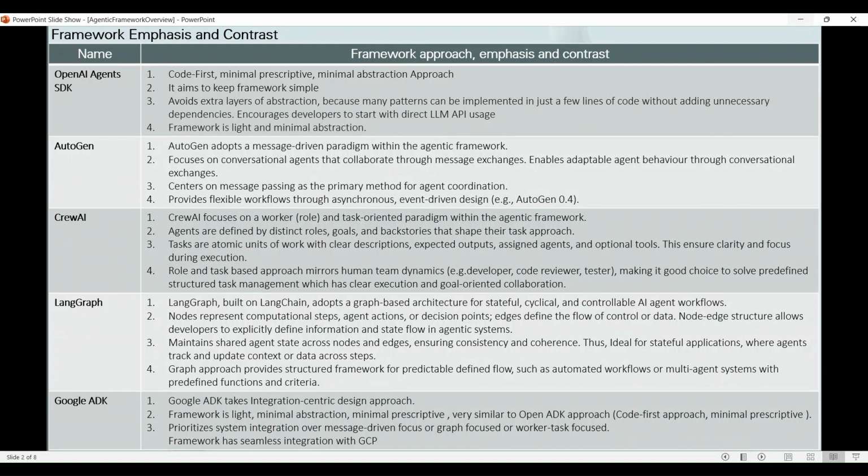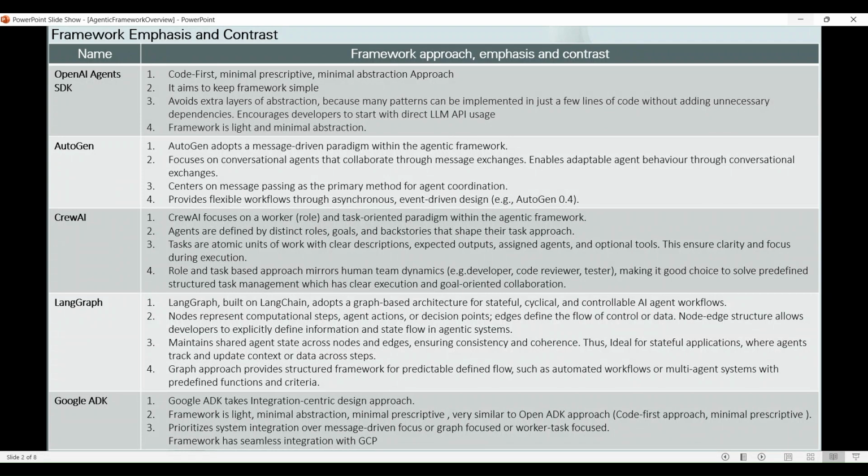Tasks themselves are atomic units. And when I say atomic units, they are well defined and they are assigned to the agents. These tasks also have an expected output and the tools. So the agent knows exactly what is expected of it and what tools it can access to fetch more information.